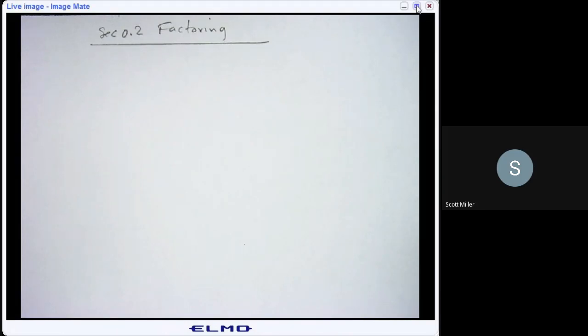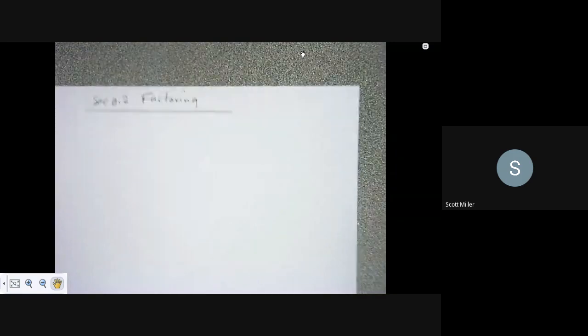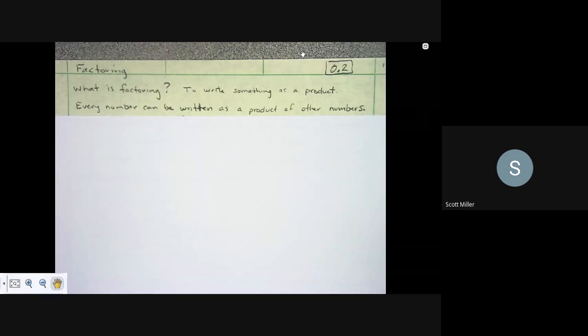All right, factoring. So, what is factoring? Write something as a product. That's what factoring is. Every number can be written as a product of other numbers in some fashion.